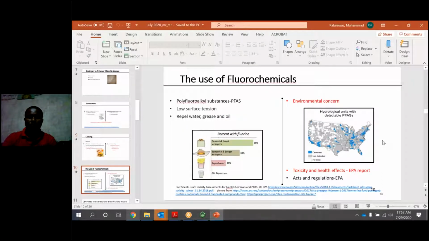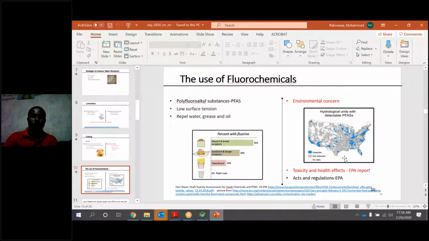So what is the solution, right? Then people went into PFAS. If you haven't heard about PFAS, I will just use a very simple word, fluorochemicals. So people started looking into using fluorochemicals. Now if you look at this, this is the percent with fluorine. Analyses were done to see what kind of materials used in packaging have fluorine. It was pointed out that most sandwich and burger wrappers, 38%, have fluorinated chemicals. Dessert and bread wrappers have 56% fluorine content.